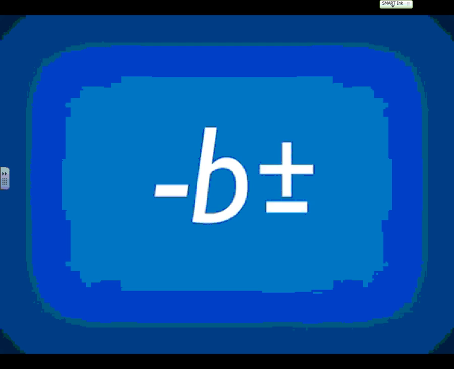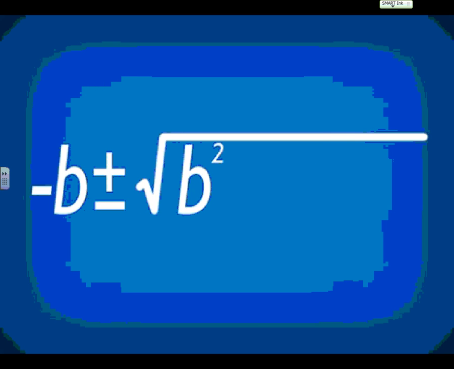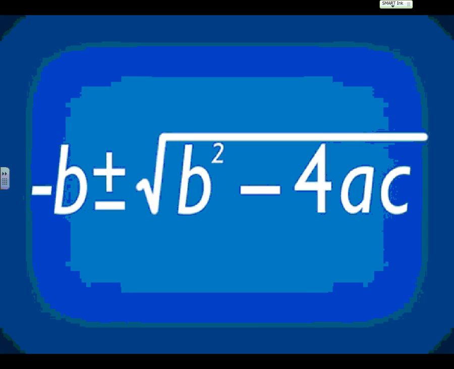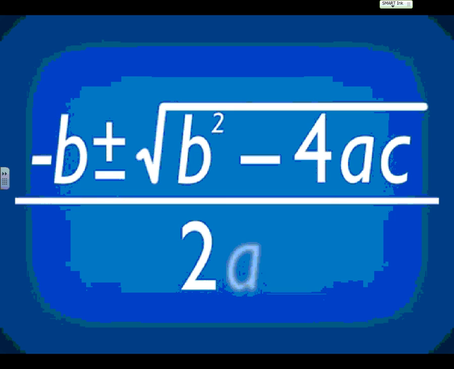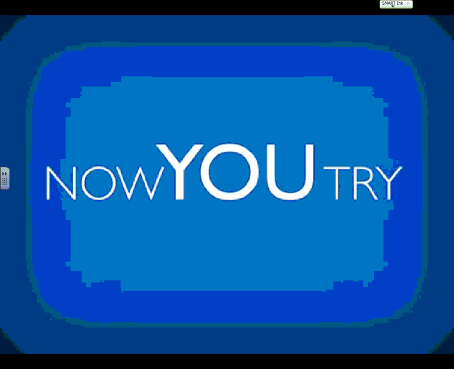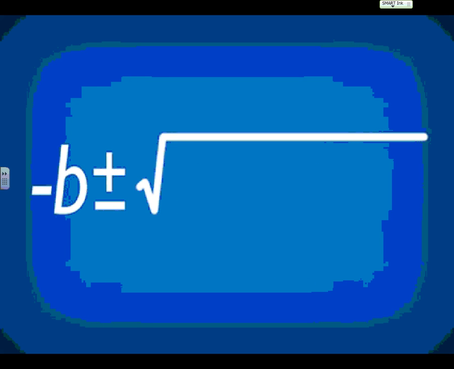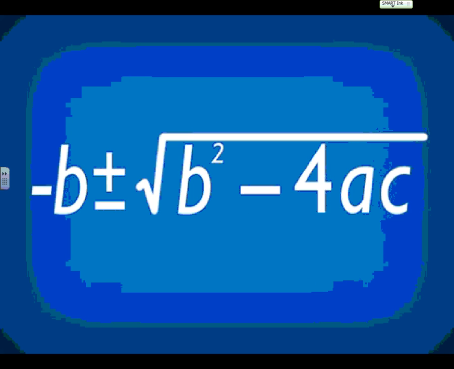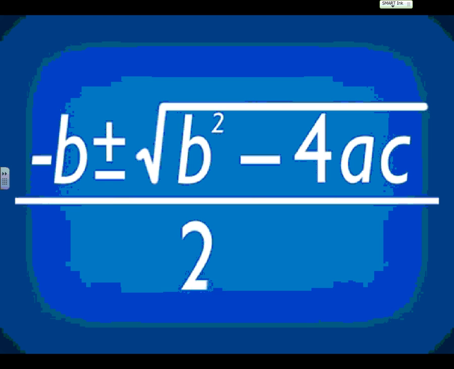Quadratic formula is negative b plus or minus the square root of b squared minus 4ac all over 2a. Now you try. Formula is negative b plus or minus the square root of b squared minus 4ac all over 2a. I got it all over 2.